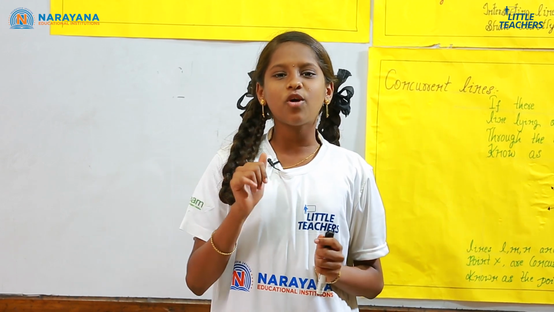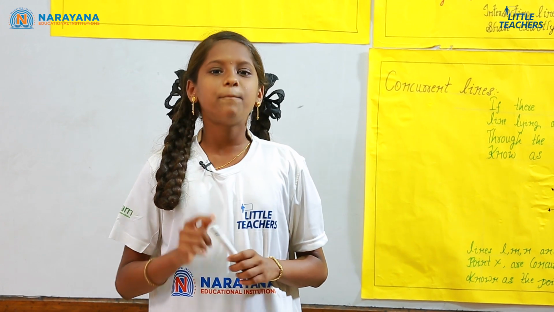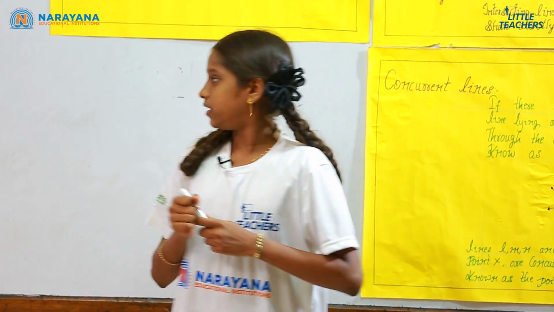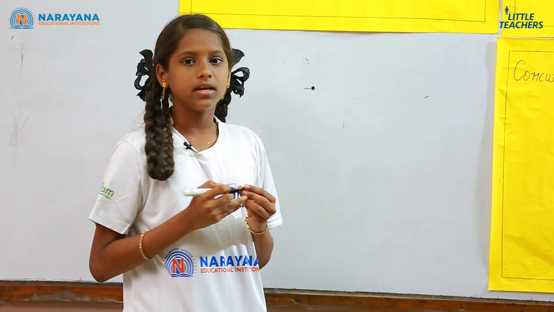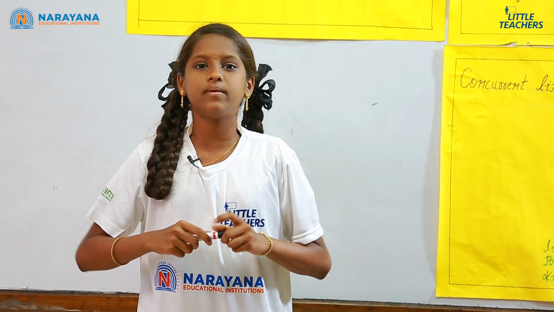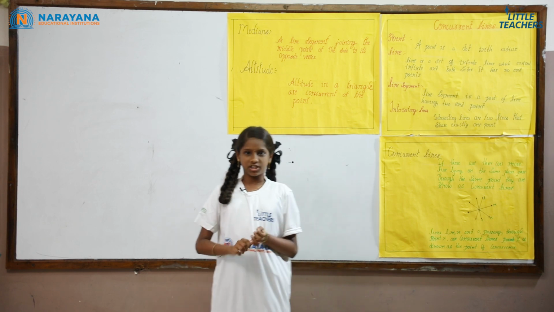A point. Do you know what is meant by a point? A point is a dot with negligible radius. For example, here is a point. On a map, we can locate a point with a location.